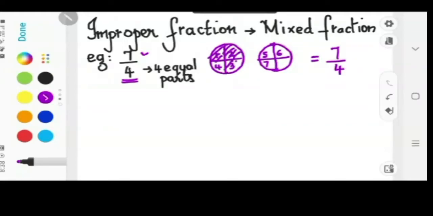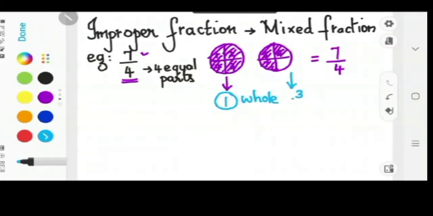So we are shading the parts, 7 parts, that is the numerator, and 4 parts were the 4 equal parts. So we have divided both of them into 4 equal parts. So this actually, the first object is shaded whole, so it makes one whole object. Can you see? It is one whole as it is shaded completely. The second part, you can see 3 parts are shaded out of a total of 4 parts.